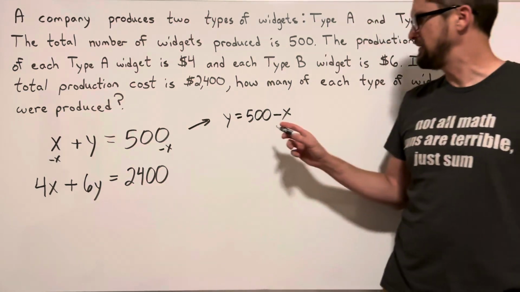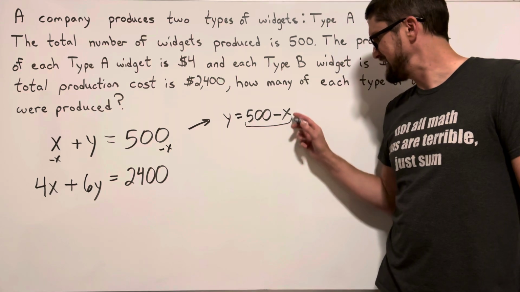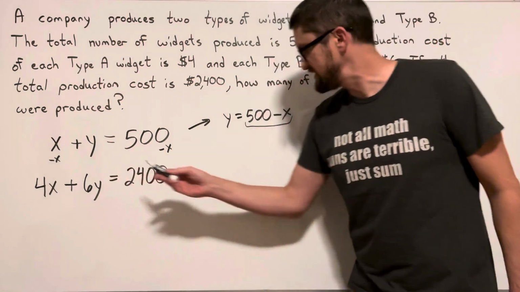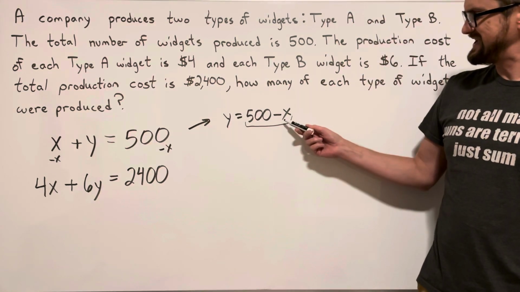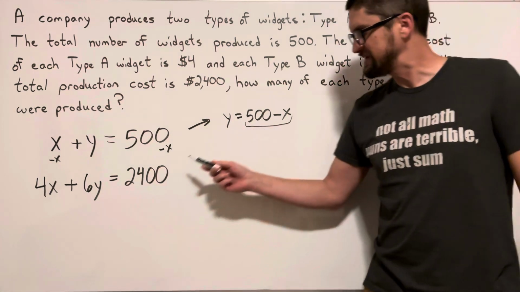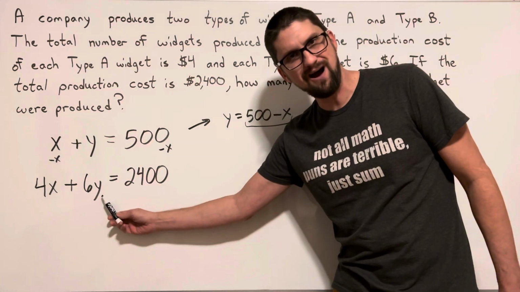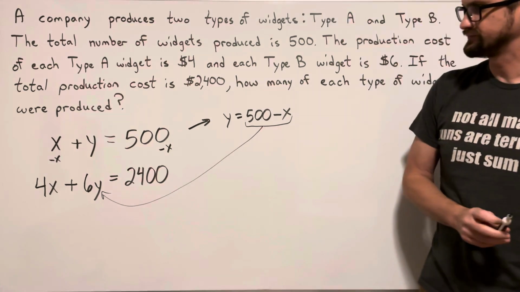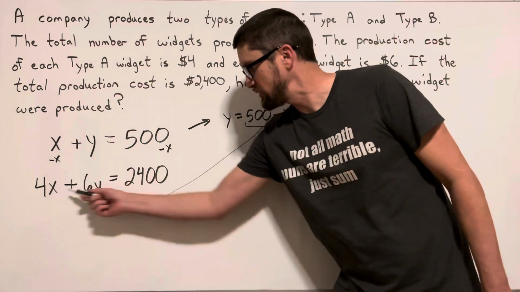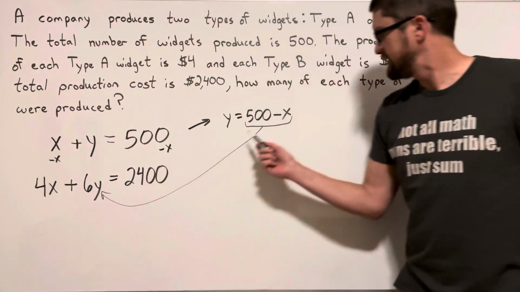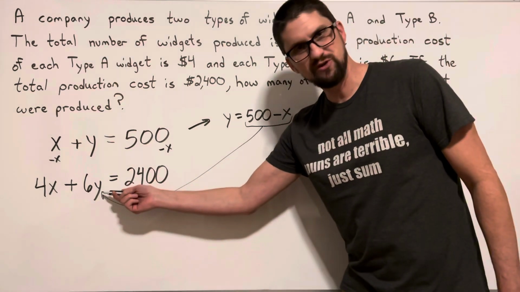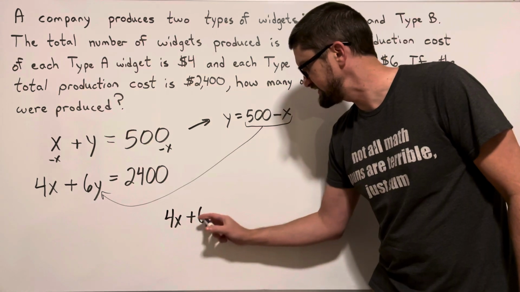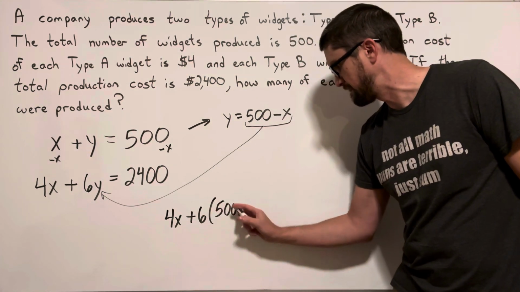What I'm going to do now, I'm going to take this 500 minus X for Y. Now the Y's need to be the same in both equations. So this 500 minus X expression for Y, I'm going to plug it into the Y of the other equation right here. So I'm going to rewrite this bottom equation, but put 500 minus X into that Y spot. So that gives me 4X plus 6. Now you're going to have to use parentheses here.